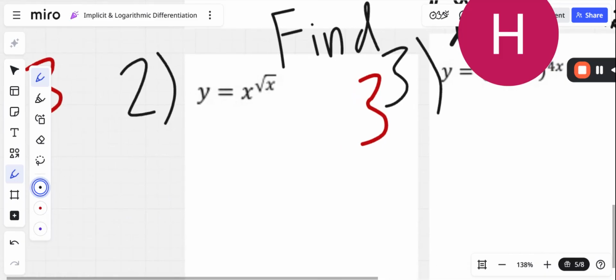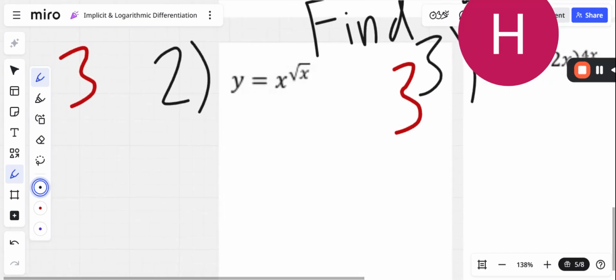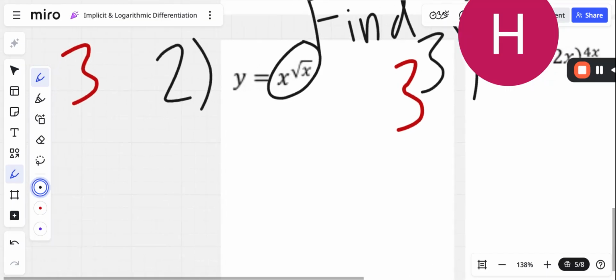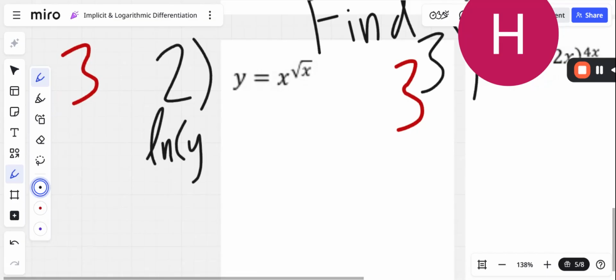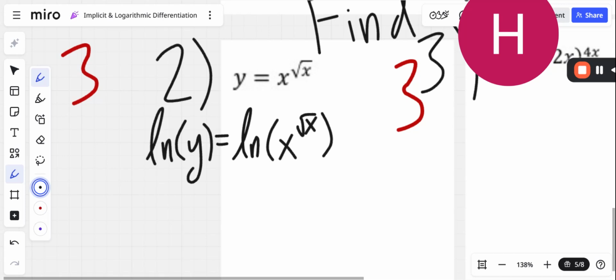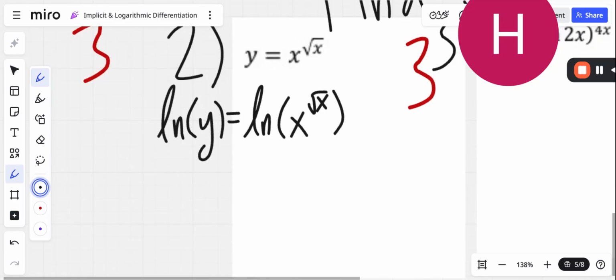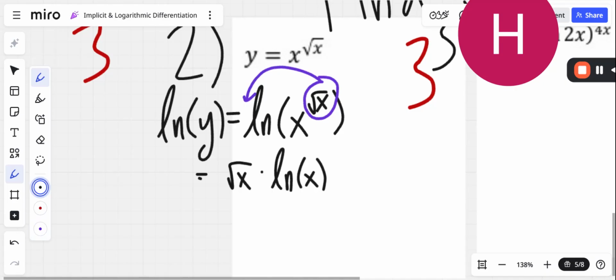So how does this work? Well, since it's neither fitting type, we're going to first take a log of both sides, because if these two things are equal, then their logarithm values must be equal. But now that we've transformed the right side of the equation into a logarithm, we can use the power property. You guys should know the power property to bring this in front. And now we have radical x times ln of x. And on the left side, we have ln of y.